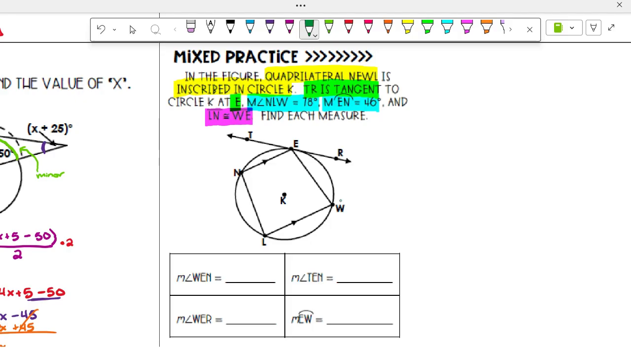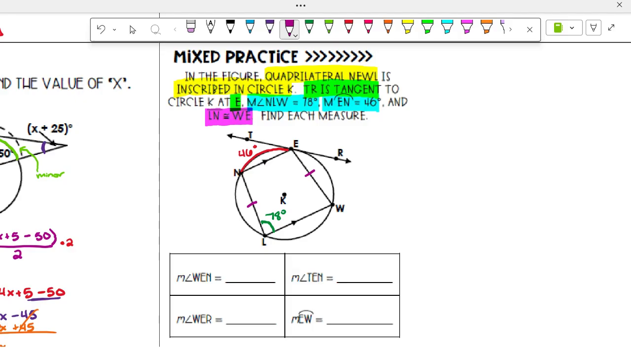So NLW, this angle right here, is 78. All right. EN, so this arc right here, is 46. And then they also said that segments LN and EW, or WE, are congruent. So now we're going to go through and find the missing arcs and angle measures that they want.